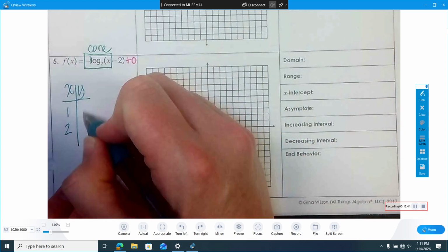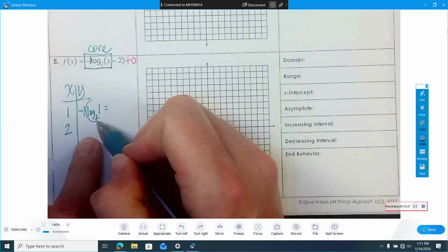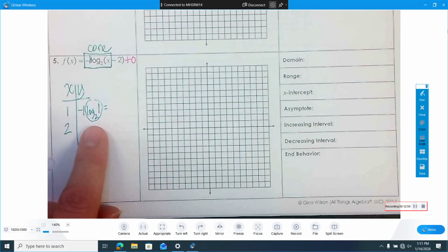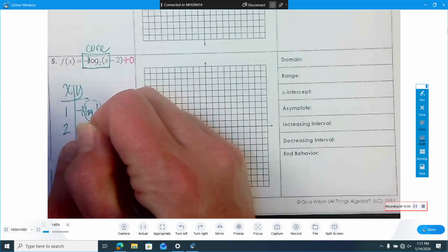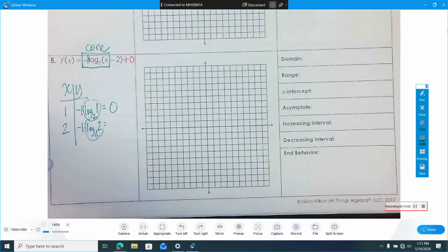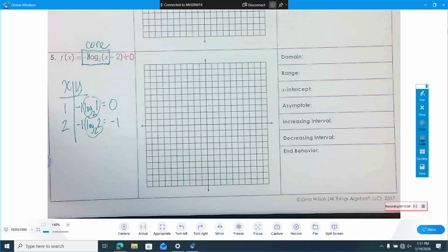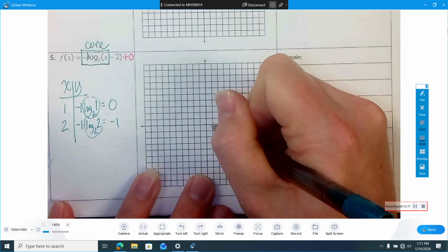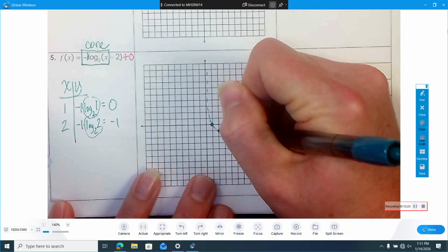Now, I'm going to plug in my 1. I'd have -1 times log base 2 of 1. What is the log of 1? 0 times -1? 0. Now, if I plug in a 2 to my core, I'd have -1 times log base 2 of 2. What is log base 2 of 2? 1 times -1? -1. What did the negative do to the graph? It flips it. So instead of starting low and ending over here, we flip. So we are at 1, 0, and 2, -1. So now my graph got flipped upside down.